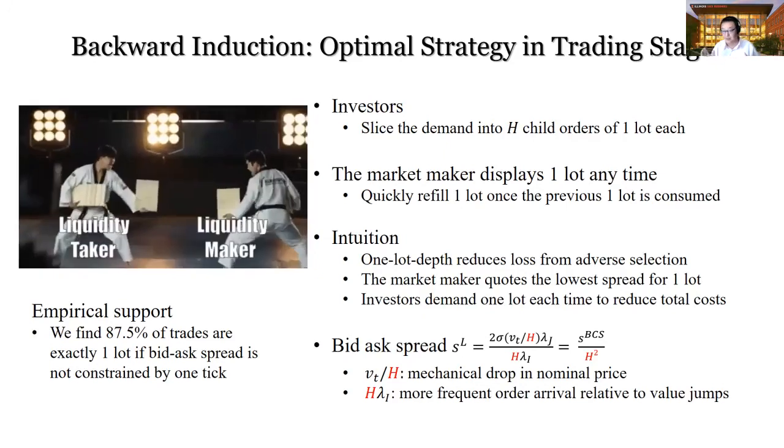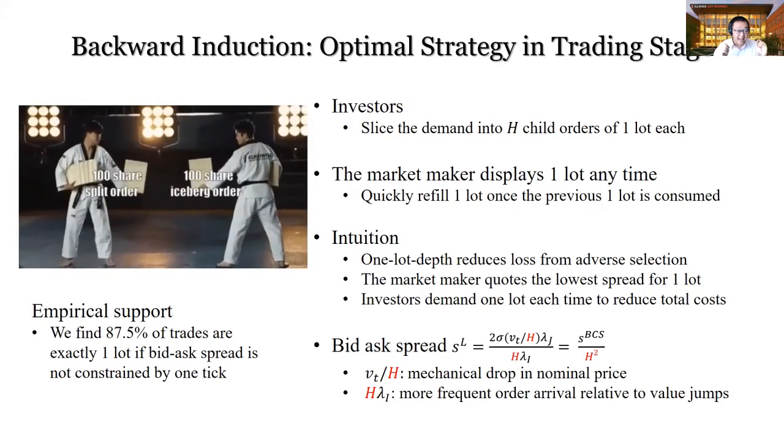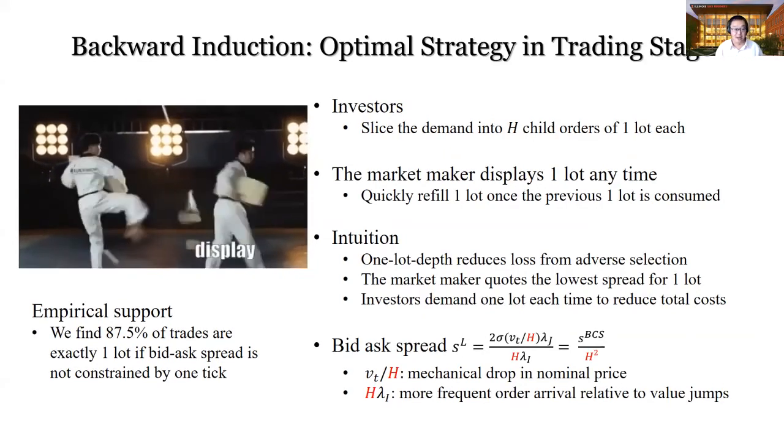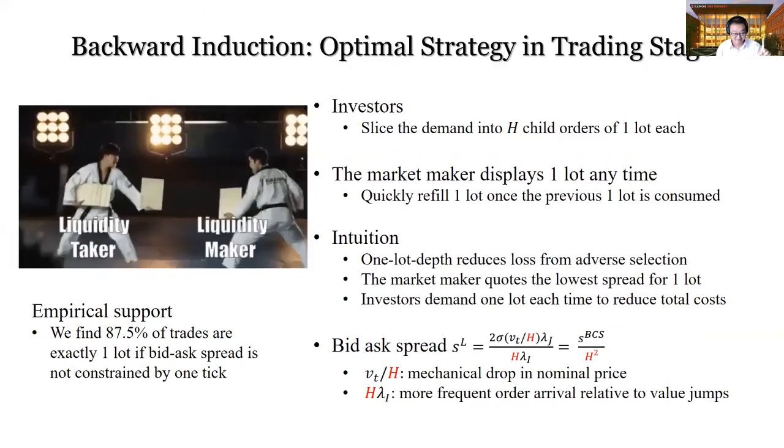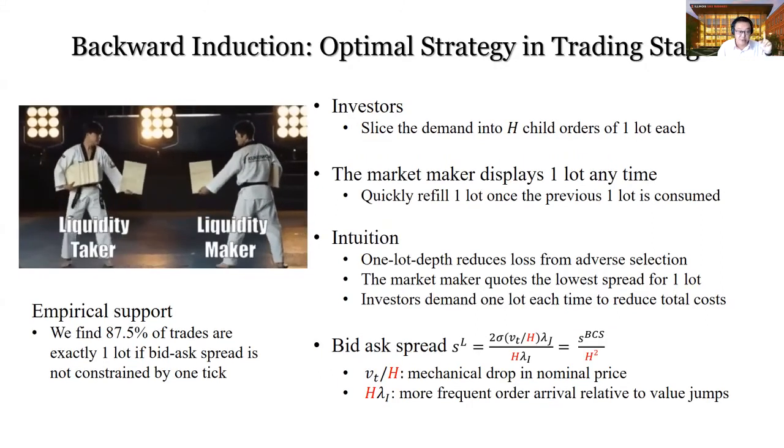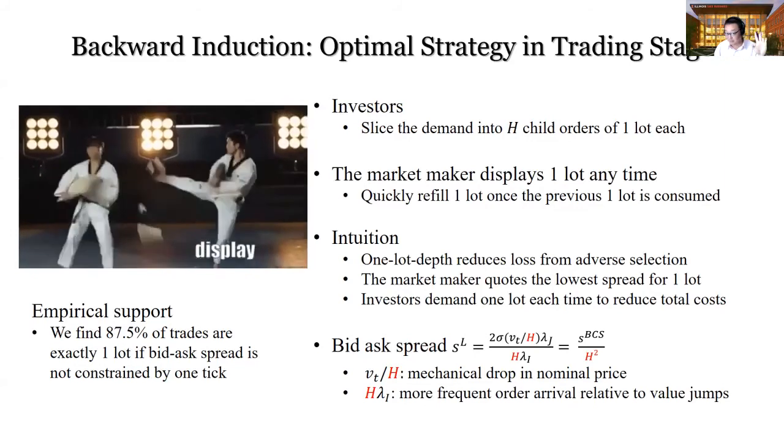And we find empirical support for that: 87.5% of trades are exactly 1 lot, if the bid-ask spread is not constrained by 1 tick. That means 2-tick, 3-tick stocks.